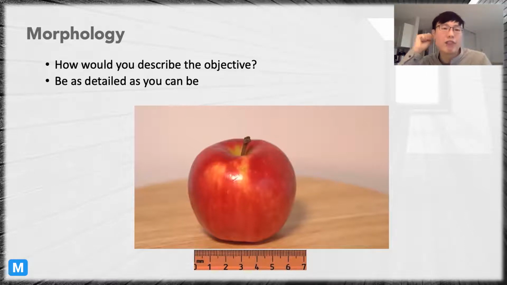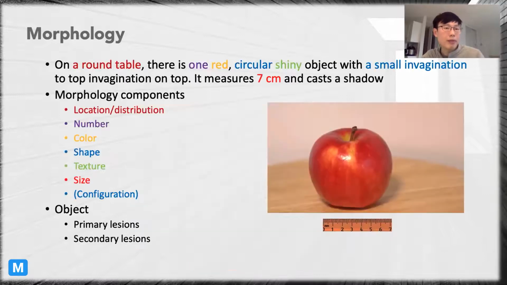And I want you to look at this picture and then in your mind, try to describe this object. Use as many words as possible and be as detailed as possible. And then we can probably come up with something like this: on the round table, which is location, there's one, which is number, red, which is color, circular, which is shape, shiny, which is texture, object with a small indentation on top, and it measures about 7 centimeters and casts a shadow.